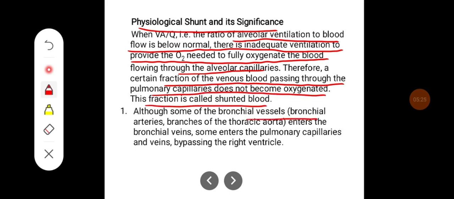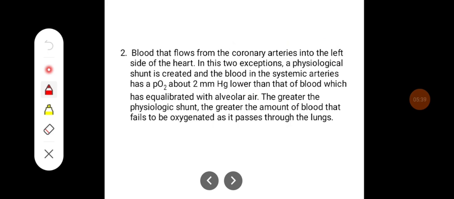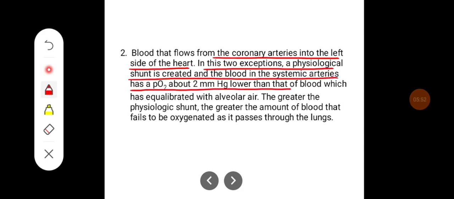Although some of the bronchial vessels, that is bronchial arteries, branches of the thoracic aorta, enter the bronchial vein, some enter the pulmonary capillaries and veins, bypassing the right ventricle. Also, blood flows from the coronary arteries into the left side of the heart. In these two exceptions, a physiological shunt is created and the blood in the systemic arteries has a PO2 about 2 mm Hg lower than that of the blood which is equilibrated with the alveolar air. The greater the physiological shunt, the greater the amount of blood that fails to be oxygenated.